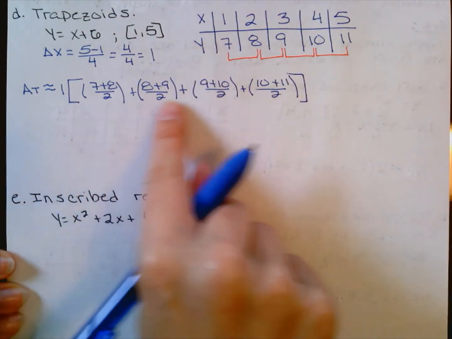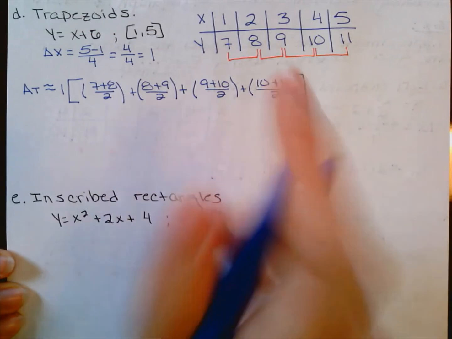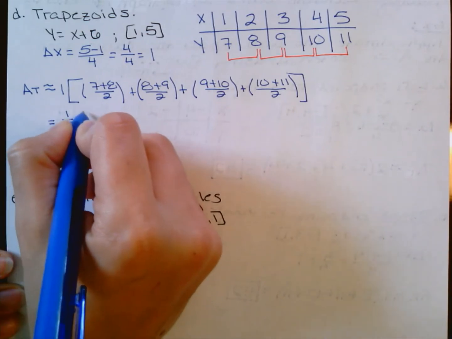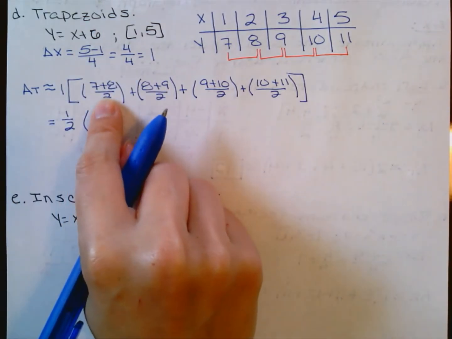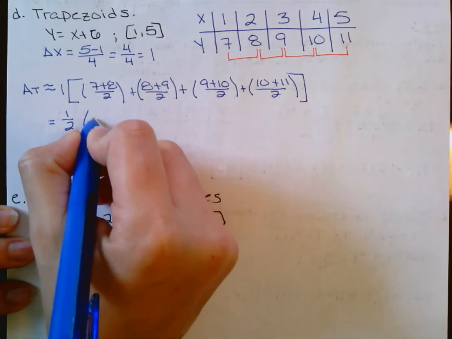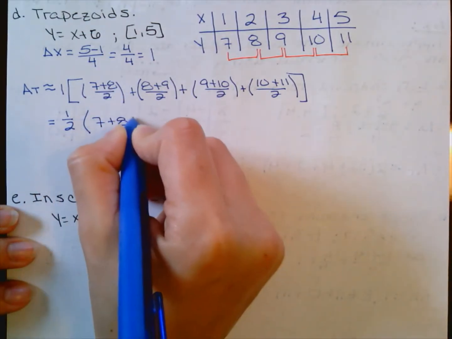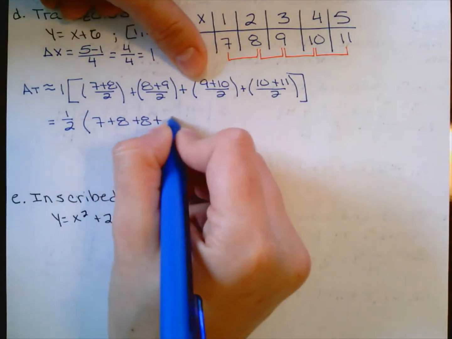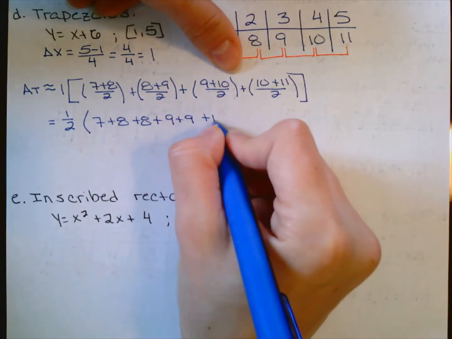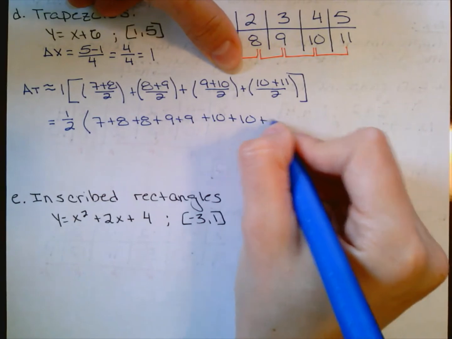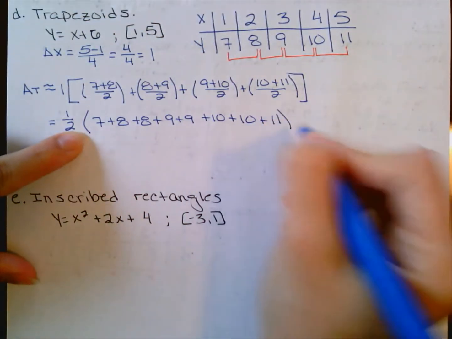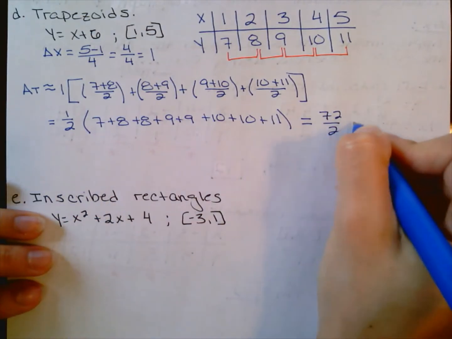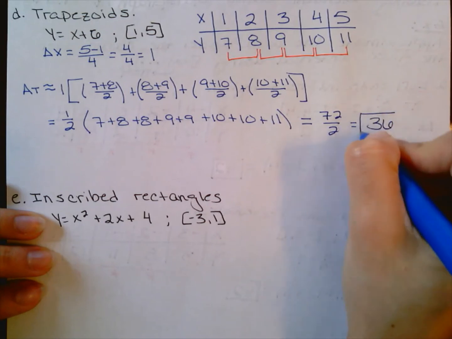Notice that each of these are being divided by 2. So I can factor out a 1/2. If I factor out a 1/2, I am left with just these numerators. 7 plus 8. Remember what I told you would happen every time it's a trapezoid? See how the 8s repeat? Now how the 9s repeat? And now how the 10s repeat? And my 11 at the end. And I had my 7 at the beginning. Once you clean this up, you end up with 72 over 2, which gives me 36.